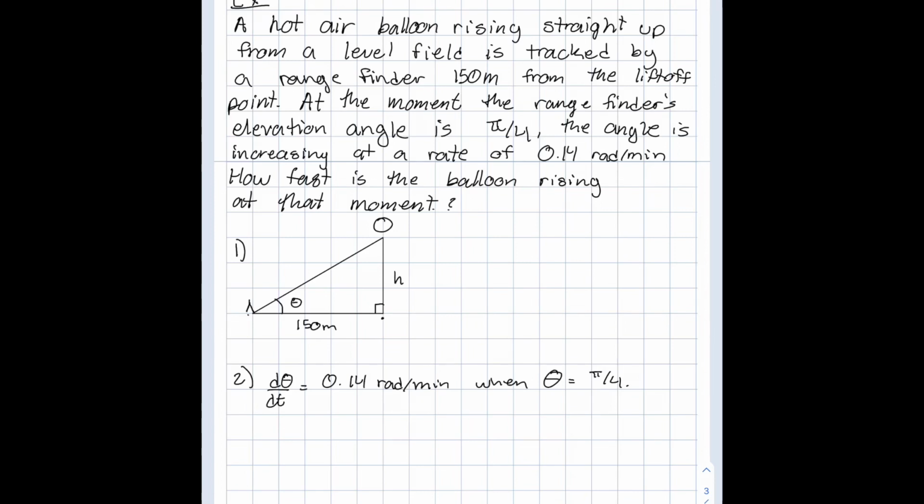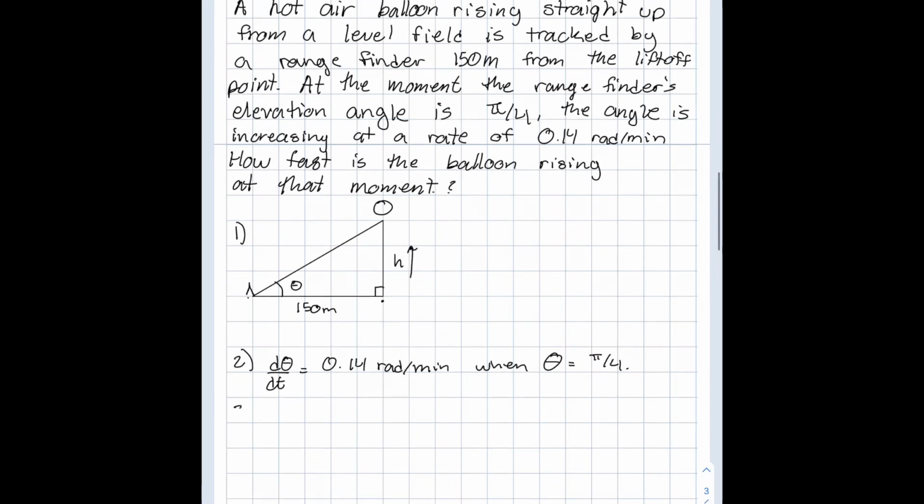So step 3 is to write down what you are asked to find. We're asked how fast the balloon is rising at the moment. So that's going to be the change in height with respect to time. So we want dh dt.